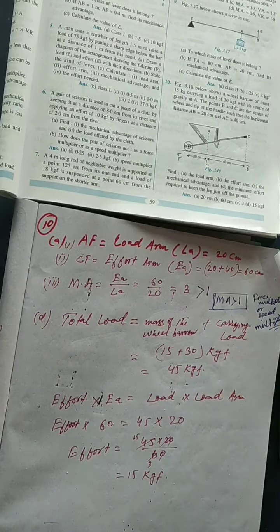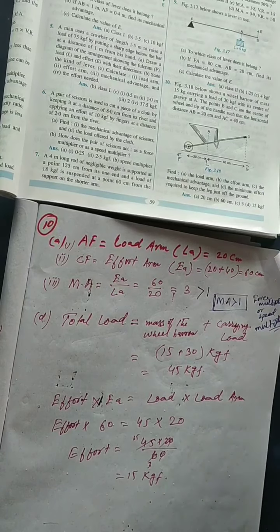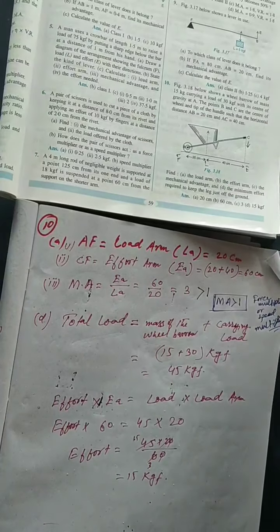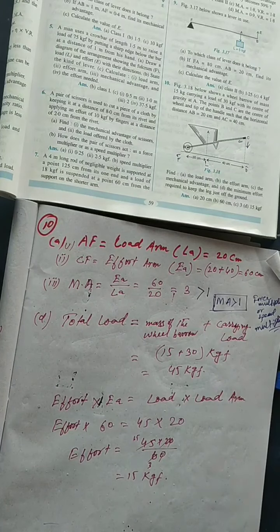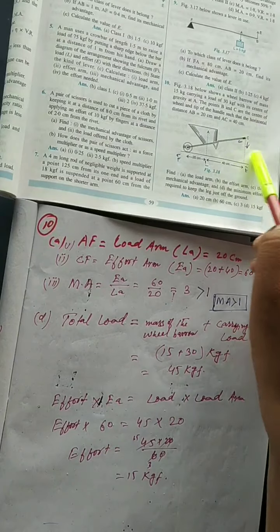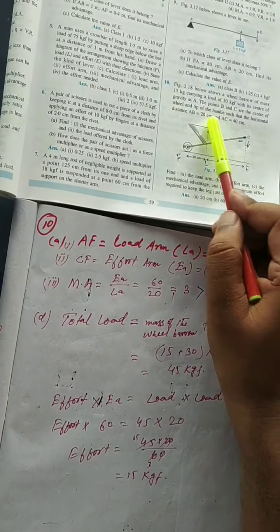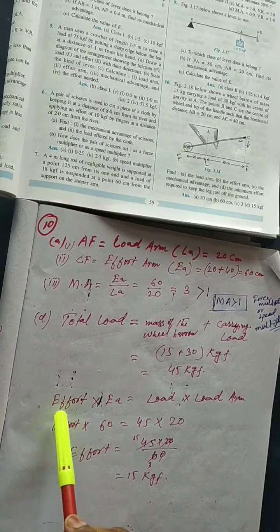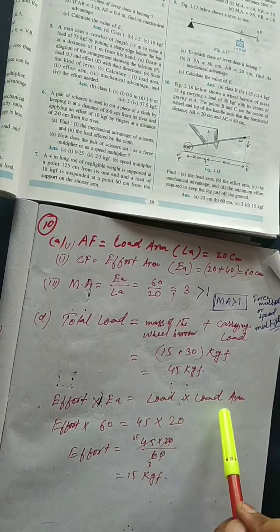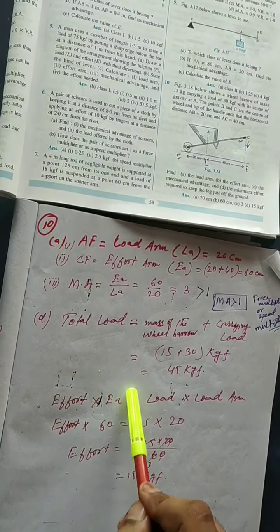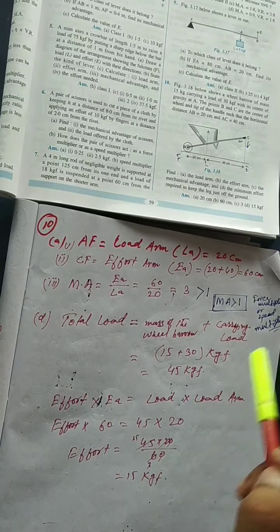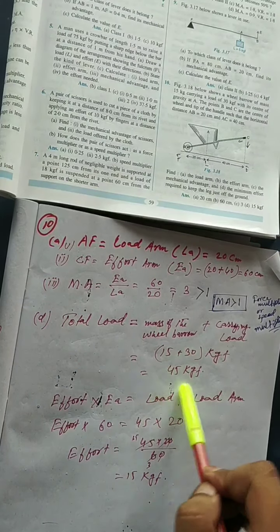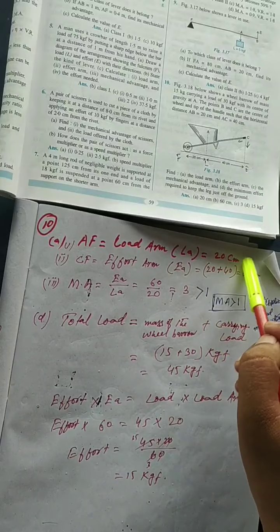That load will be carried by effort, which is here. We will use effort to move this. So what effort do we require to carry this load? Now we have the formula: effort into effort arm equals load into load arm. We have to calculate the effort. Effort arm is given as 60 centimeter. Load we already calculated as 45 kgf, and load arm we know is 20 centimeter.